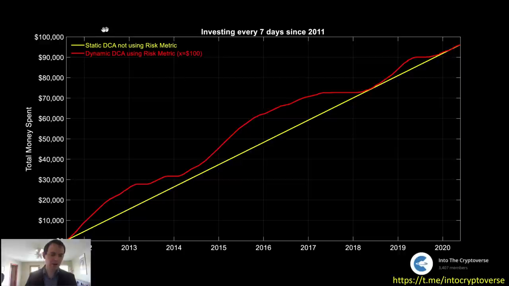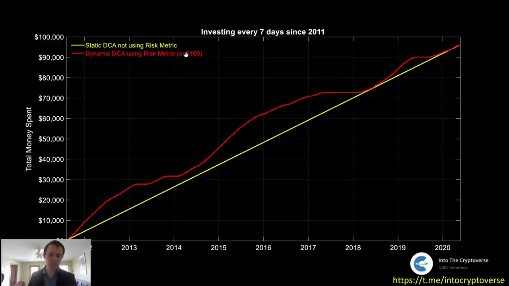So first, we're going to look at static DCA not using the risk metric. So this is basically like you don't care what the price of Bitcoin is, you're just putting in $100 a week, $200 a week, whatever it might be. And then the next is dynamically DCAing using the risk metric.